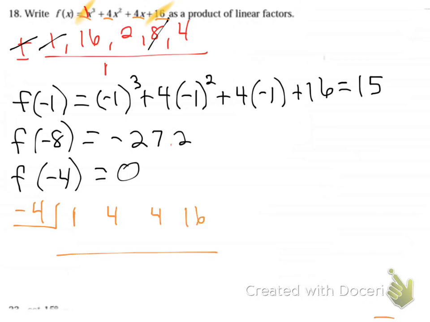Okay, I'm going to do my synthetic division. You always bring the first number down. Any number that's on the bottom row is going to get multiplied by this negative 4. So negative 4 times 1 is negative 4, and when I add them up, I get 0. Negative 4 times 0 is 0. When I add them up, I get 4. And negative 4 times 4 is negative 16, which gives me 0 when I add them up.